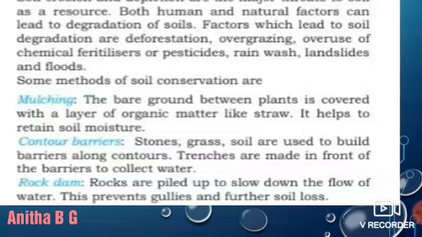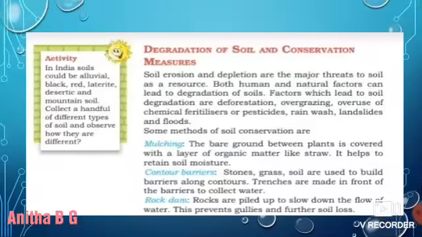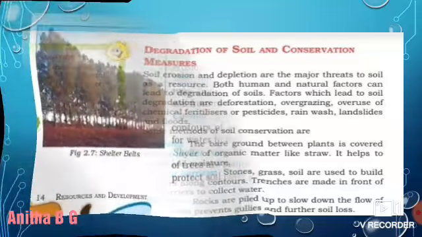Next one is rock dam. Rocks are piled up to slow down the flow of water. This prevents gullies and further soil losses. So those are the three types of conservation.